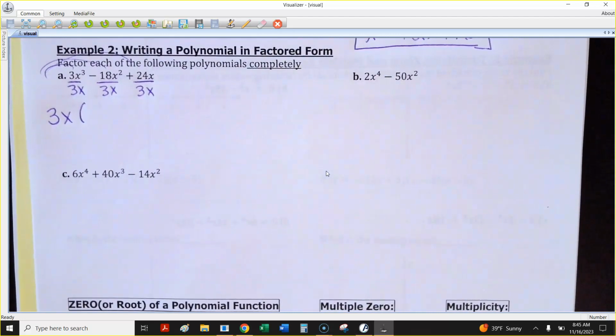Can anybody raise your hand and just tell me, like, what would you have left if you divided each of those terms by 3x? Like, what would I have left in the parentheses? If I take a 3x out, what would we have left over after doing that? What do you think?